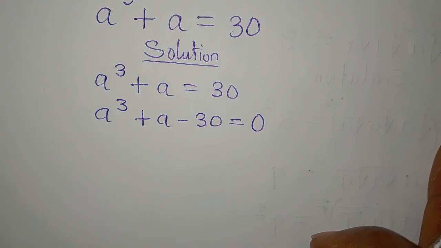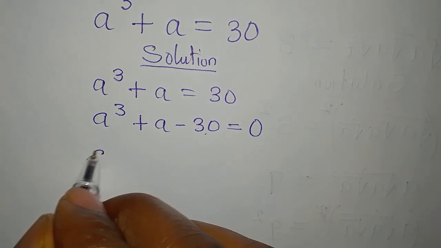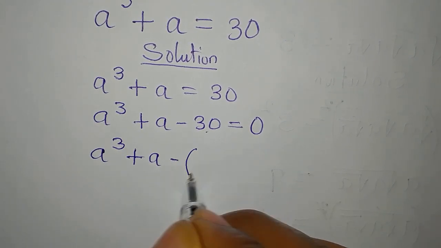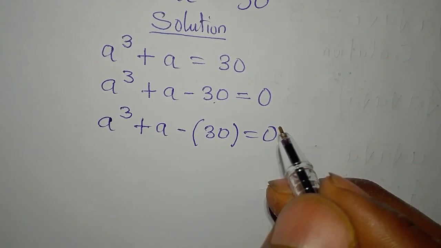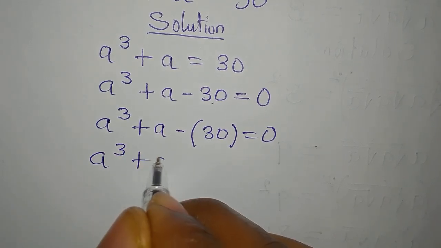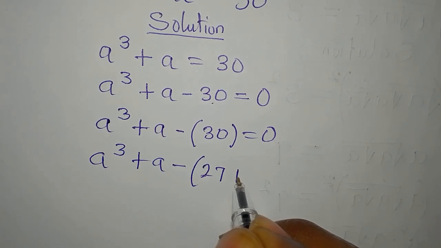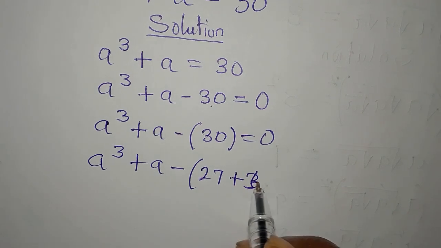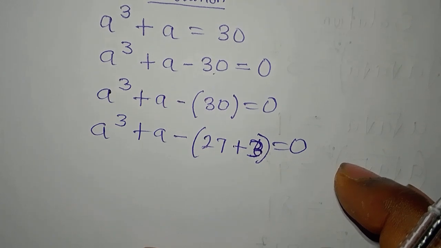And from here, we can think of expressing 30 in this form. So we have A to the power of 3 plus A minus 30 equals 0. Now 30 here, let's break it into 2. A to the power of 3 plus A minus 30 is 27 plus 3. By the way, it's 27 plus 3, then we equate to 0.